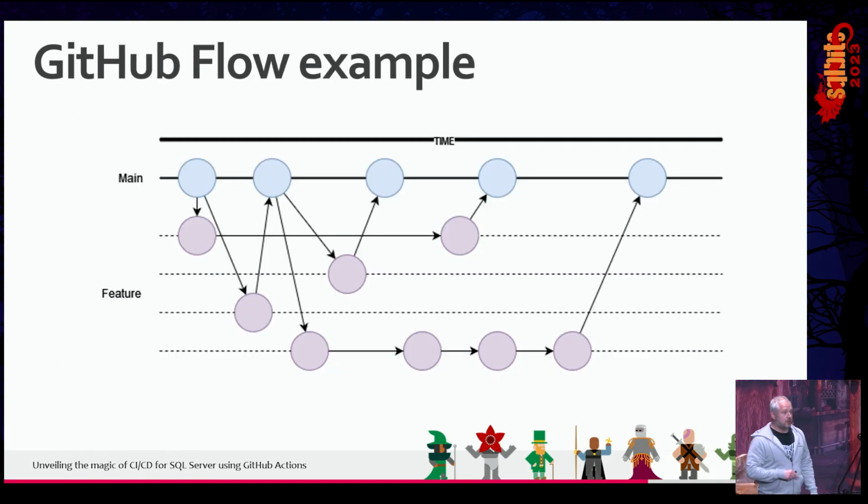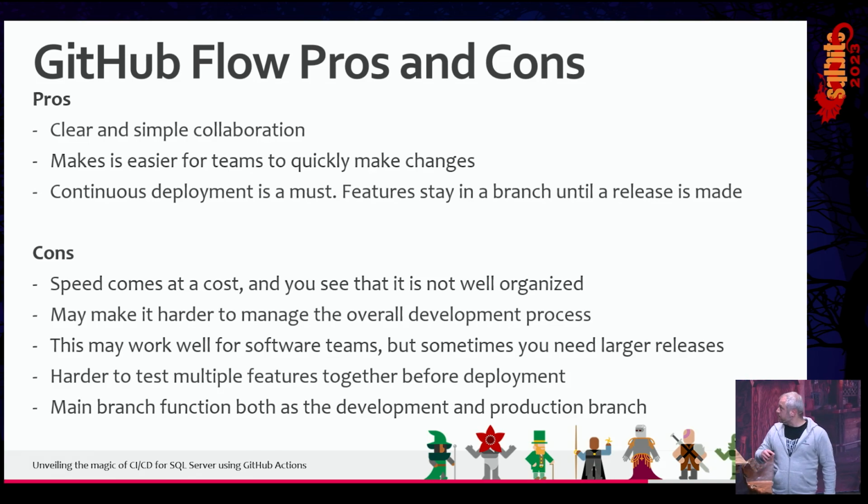The next one is GitHub flow. Guess who created that? They actually don't use it themselves. We get rid of all the other kinds of branches. We only have feature branches, and when a feature gets tested, hopefully, it gets merged into the main branch, and it will then hopefully be pushed to a production release. With that, it's really clear and simple, right? The pros are that there's no complexity there, which makes it easier for teams to make quick changes. And continuous deployment is a must, otherwise it's not going to work.